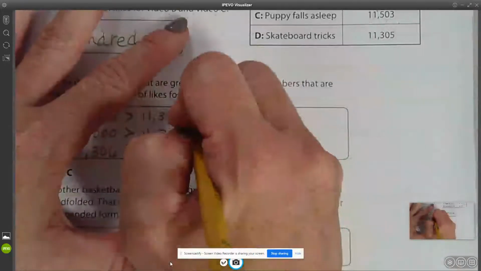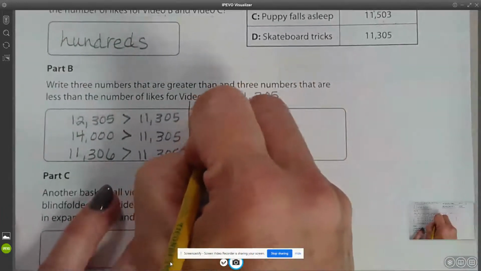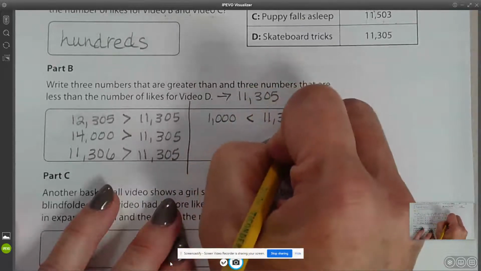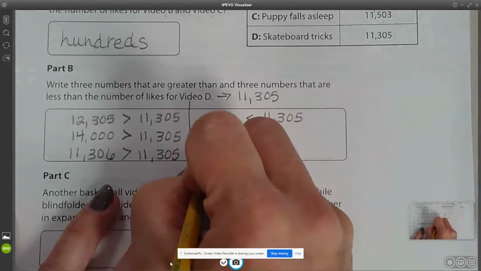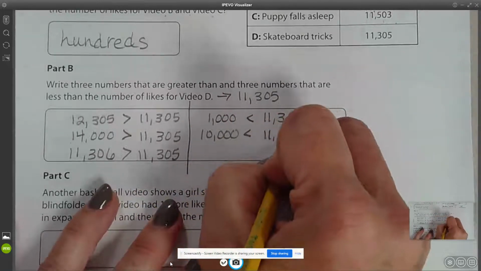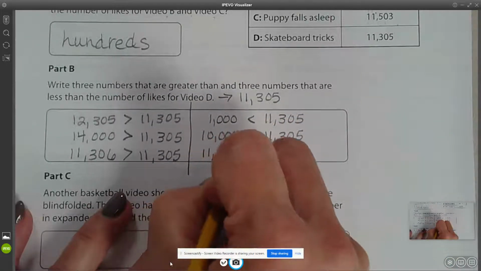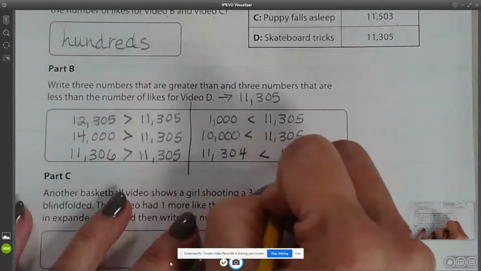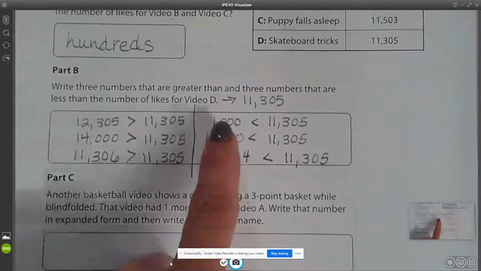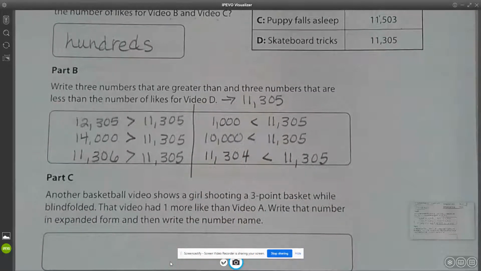But then I also have to show 3 numbers that are less. So let's see here. I'm going to say 1,000 is less than 11,305. I'm going to say 10,000 is less than 11,305. And I'm going to go one less: 11,304 is less than 11,305. Okay, so once again, any number that was smaller than 11,305 would work.